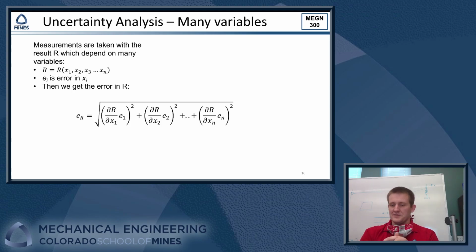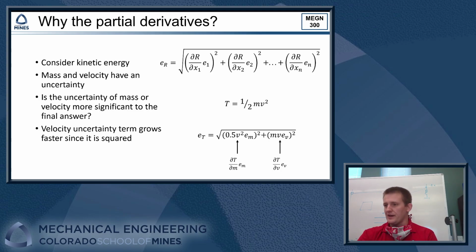Okay, so that's what this formula here is showing. Now, why do we have these partial derivatives? Let's talk about that. Consider a formula where we have different operations happening to different variables. I've just taken the kinetic energy formula, which is kinetic energy equal to 1/2 mv squared.